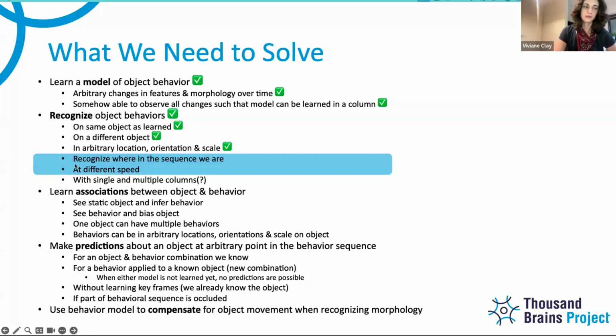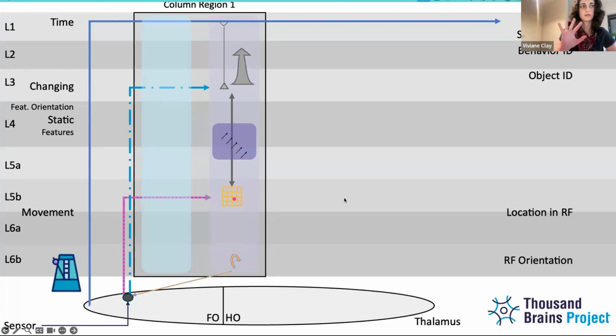Okay, and then another requirement we had was to recognize where in the sequence we are and to recognize behaviors at different speeds. This is one that we haven't totally settled on, but I think the general mechanism I'm going to propose here makes sense. Basically, from the matrix cells, we get this timing signal. The matrix cells themselves don't know anything about the behavior model. They don't know which behavior we're recognizing or what we're sensing. They're just giving a timing signal, kind of like a metronome. And then here we learn at what click in the metronome we should recognize which features at what locations, or which changes at what locations.